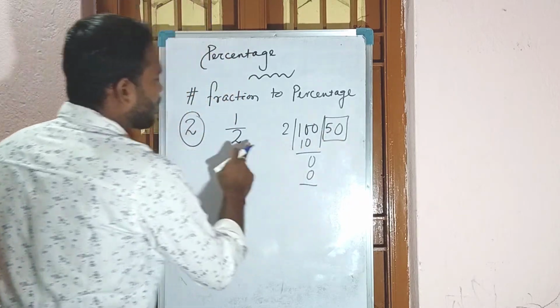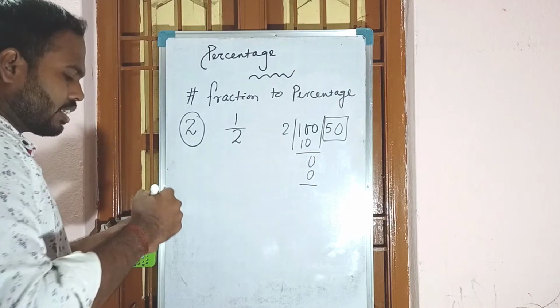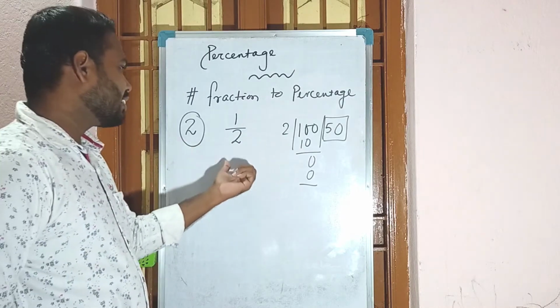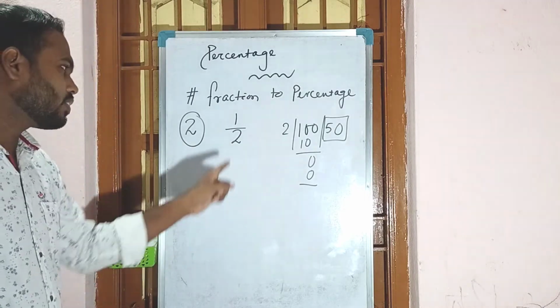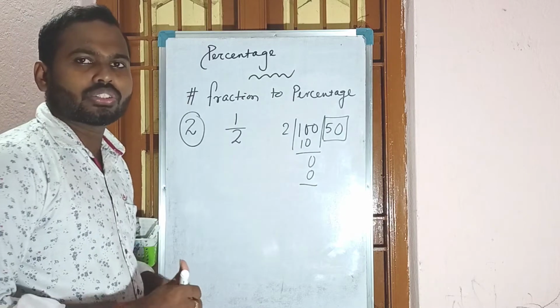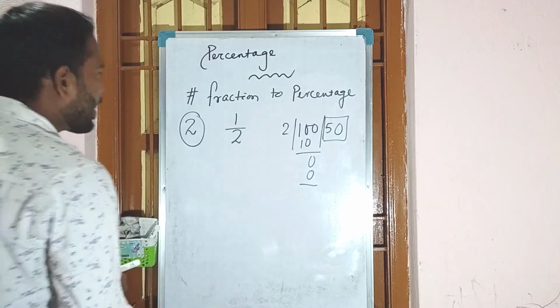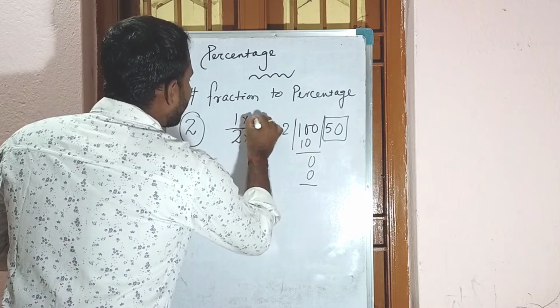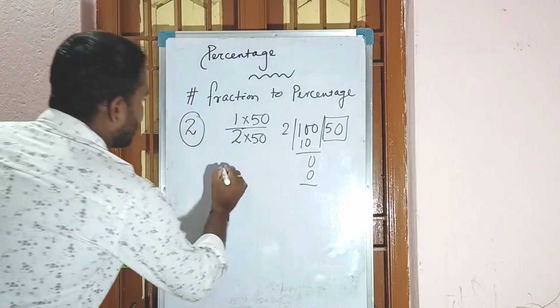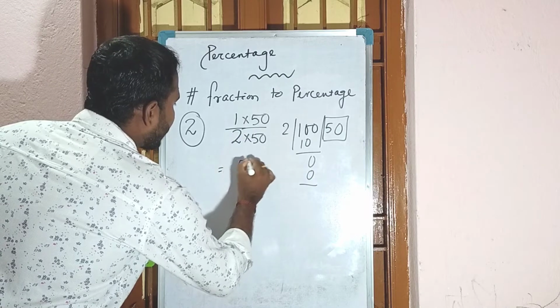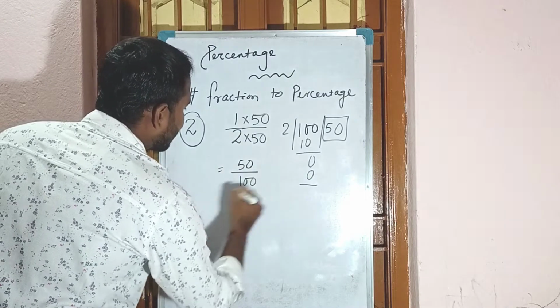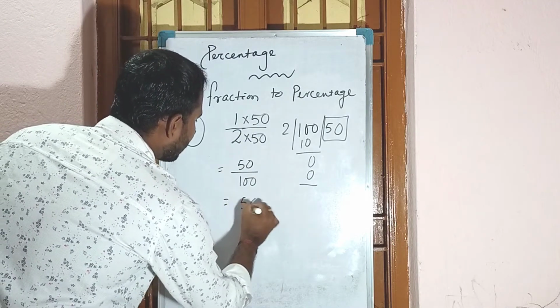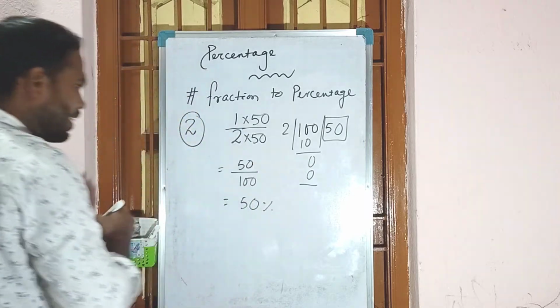That means I have to multiply by 50 here, then the denominator will become 100. As I am multiplying by 50 here, I have to multiply by 50 in the numerator also. So 50 into 1 is 50. Now it will become 50 by 100. That means 50 percent. Clear?